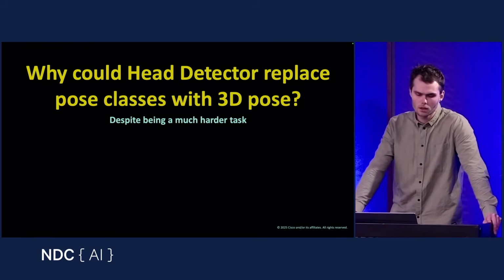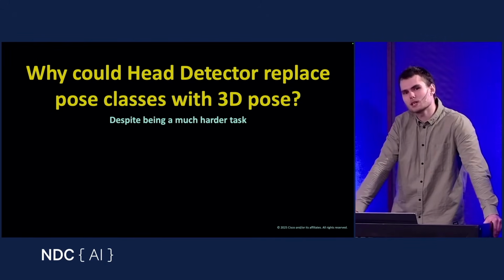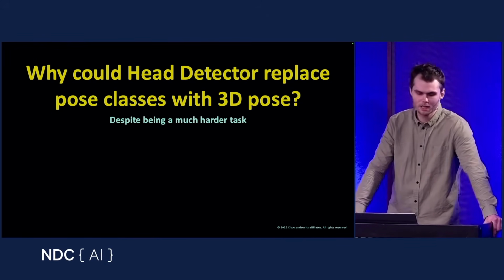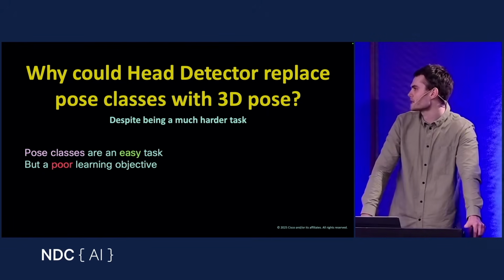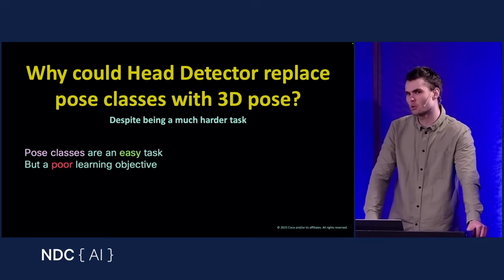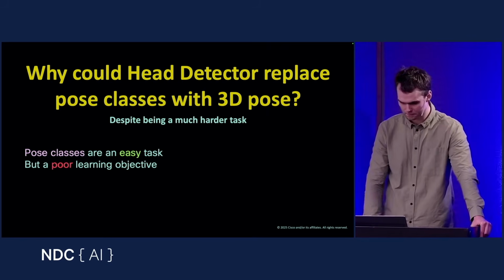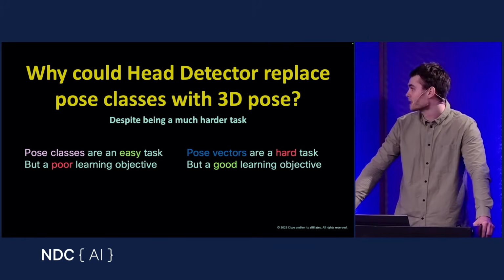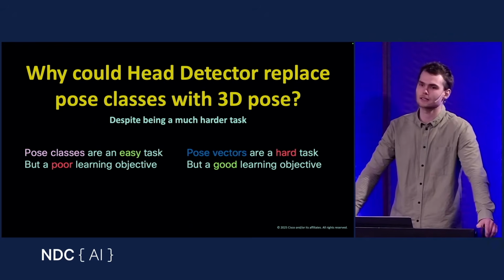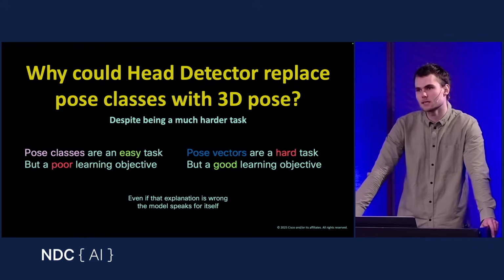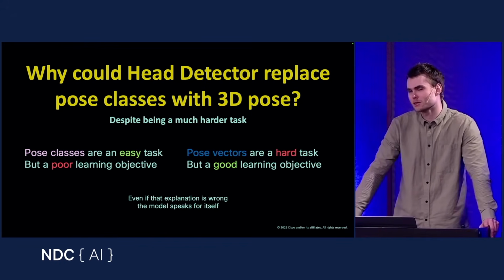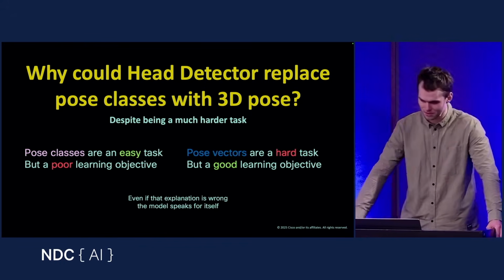So why could the head detector replace pose classes with three-dimensional pose, despite that being a much more difficult task? It's because pose classes are an easy task, but a poor learning objective. Whereas pose vectors are a hard task, but a good learning objective. And even if I'm wrong, the model sort of speaks for itself and is useful. So there's that.